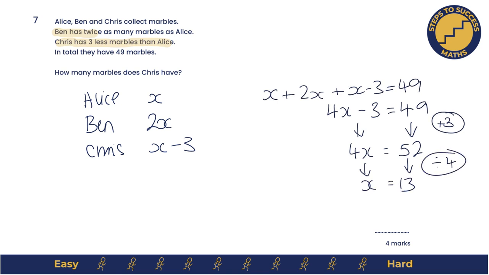So Alice has 13 marbles, and we want to answer the question, how many does Chris have? He has Alice's number take away 3. So 13 take away 3 gives us 10 marbles.